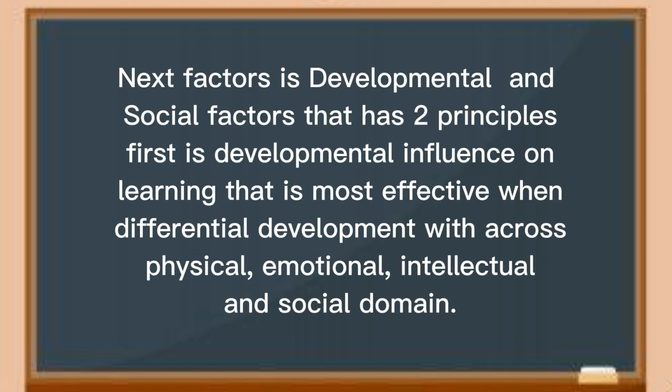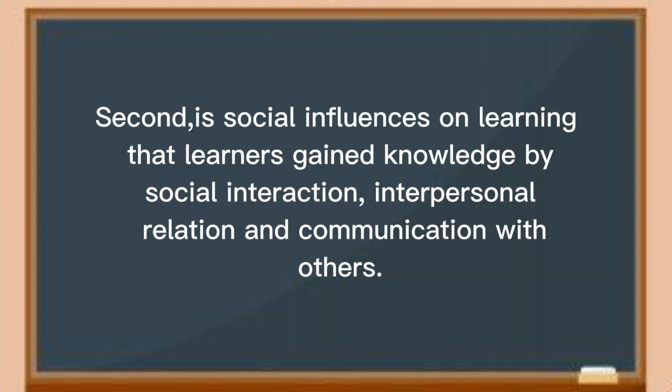The next factor is developmental and social factors that has 2 principles. First is developmental influence on learning, that learning is most effective when differential development is considered across physical, emotional, intellectual, and social domains. Second is social influences on learning, that learners gain knowledge by social interaction, interpersonal relations, and communication with others.